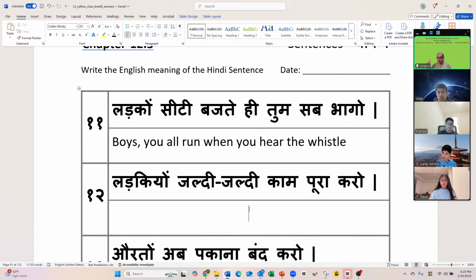एक आंटी, दो आंटियां. But when I use it in the sentence, what did I say? Auntiyon. Now, what is auntiyon? Auntiyon is oblique plural. Got it? What is oblique? Oblique is when the form of the word changes when we use it in a sentence.